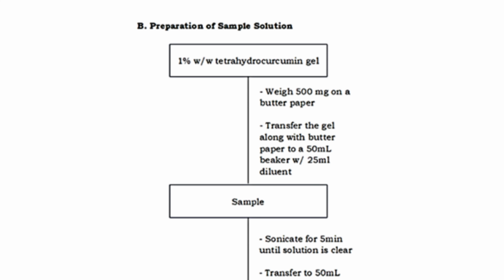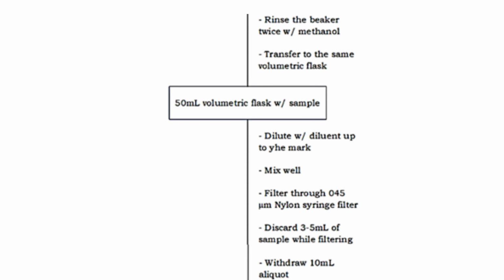For the preparation of sample solution, 500 mg of the 1% weight per weight THC gel was weighed on a butter paper and transferred, along with the butter paper, to a 50 ml beaker containing 25 ml of diluent. The sample was sonicated for 5 minutes to form a clear solution, and the contents of the beaker were transferred to a 50 ml volumetric flask. The beaker was rinsed 2 times with 10 ml of methanol and transferred to the volumetric flask. The volume was made up to the mark with diluent and mixed well.